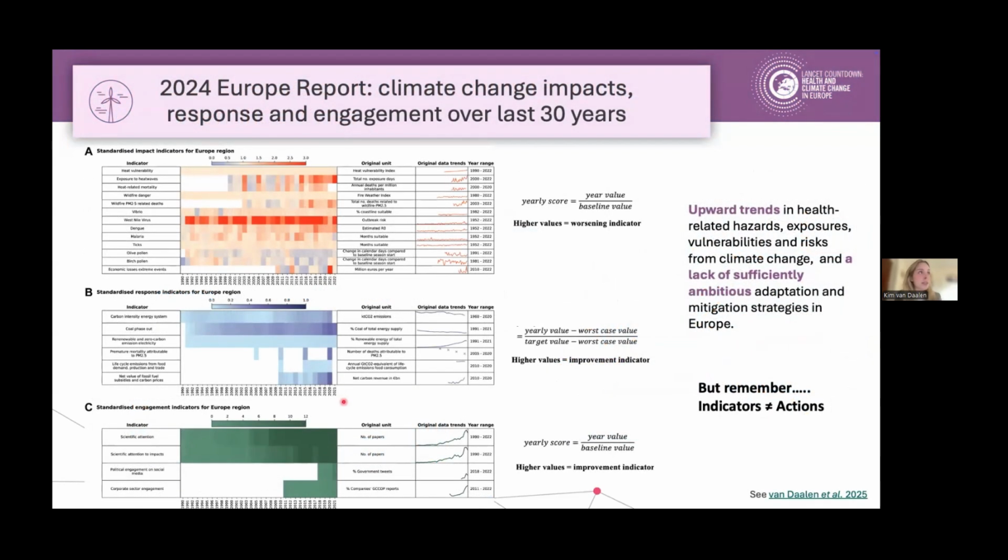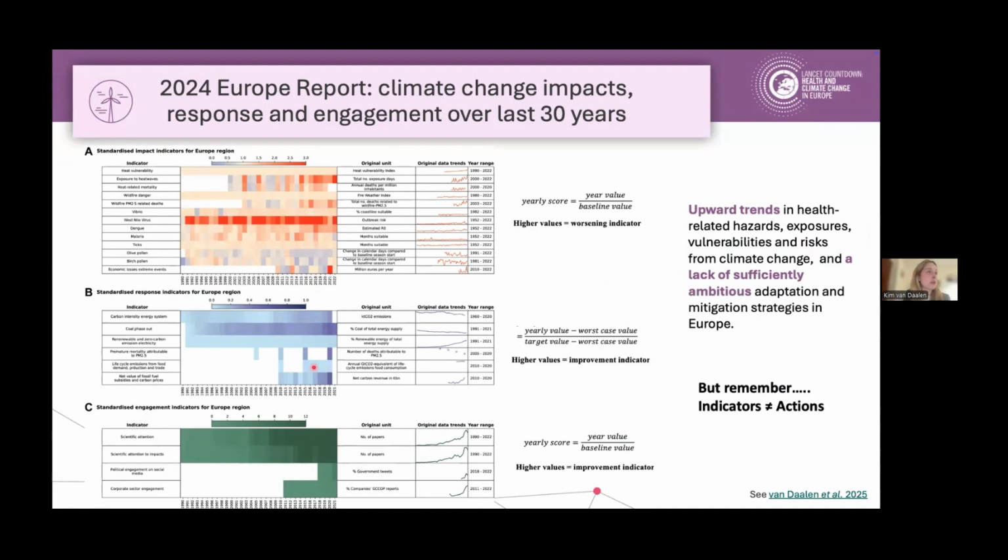I just wanted to show this as a figure, but I'm not going to go into too much detail. But what is important here is that we standardized a few of our indicators to give an idea of what the overall trends are if you look across our indicators. And what we see very clearly is that there's an upward trend in health-related hazards, exposures, and vulnerabilities and risks from climate change. We can see that at the top panel, and there's a lack of sufficiently ambitious adaptation and mitigation strategies in Europe. And we see that in the middle panel.